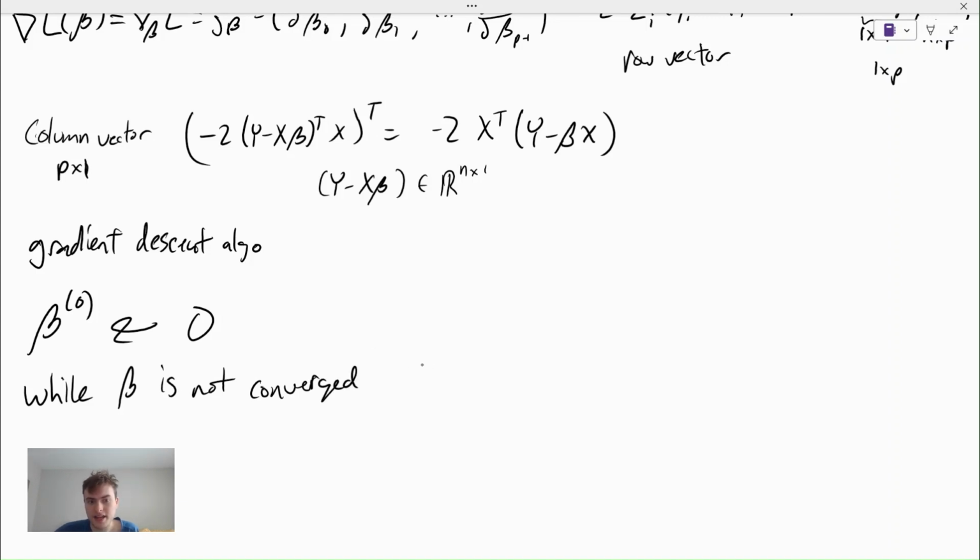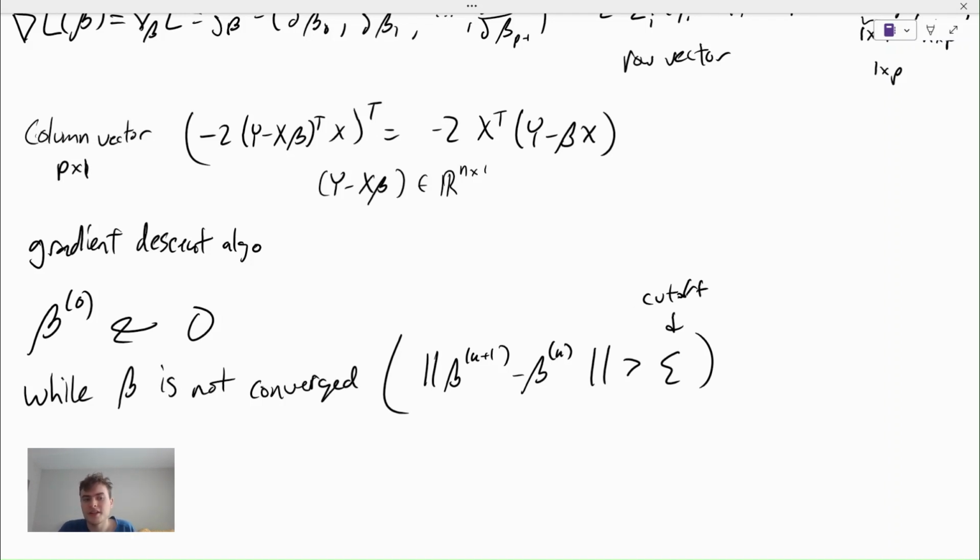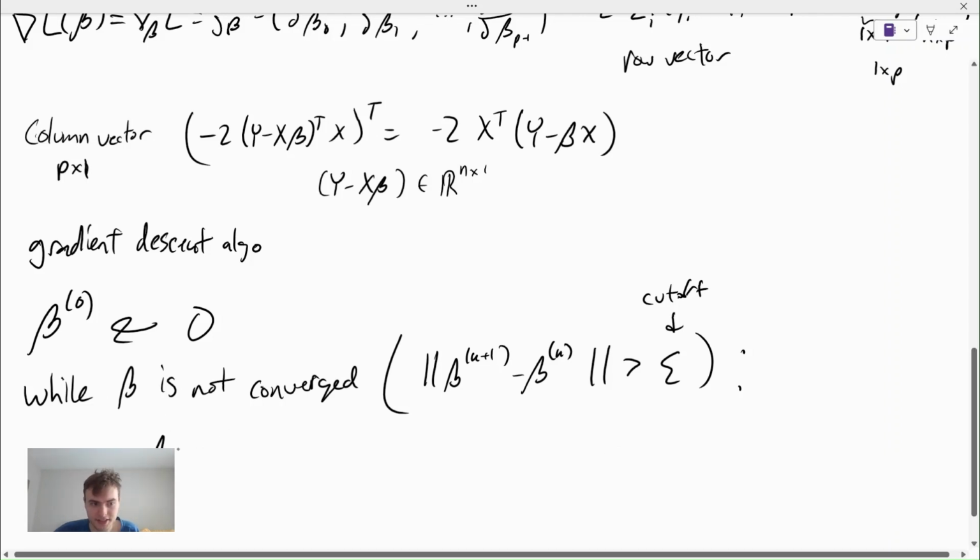And then we say, well, while beta has not converged. We can have some good conditions, such as the norm of beta k plus 1 minus beta k is greater than some threshold, like a cutoff for precision, right? So after one beta becomes super close to the next beta, we stop because we're not really changing our beta. We've hit that optimal beta to the number of decimal points that we care about. And so while we still want more decimal points and precision, we're going to keep doing the iteration, and that iteration is for beta.